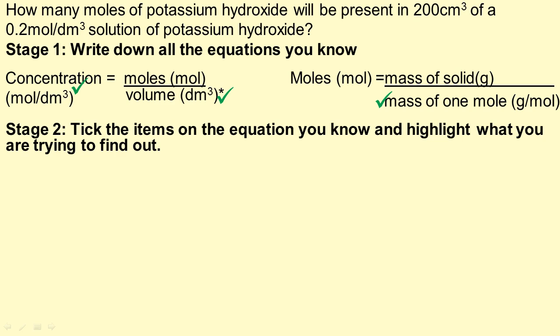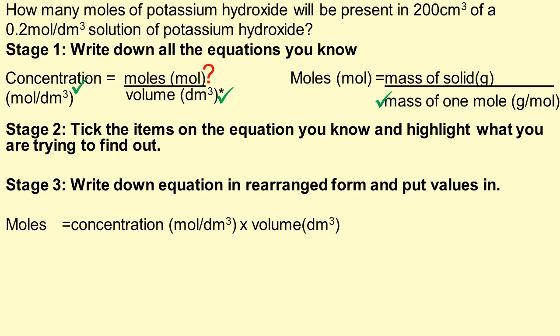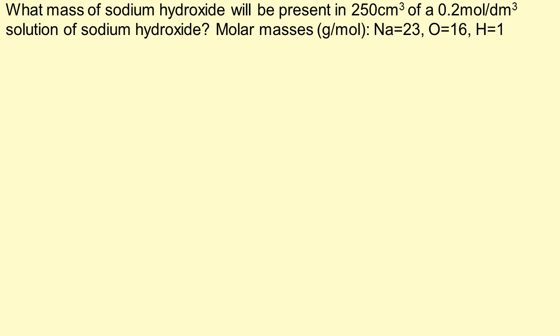So given that we've got a concentration and a volume, we could work out the number of moles and thus solve the question. We can rearrange the equation, concentration is equal to moles over volume, to say moles is equal to concentration multiplied by volume. So 0.2 multiplied by volume in centimeters cubed divided by 1000 to convert it to decimeters cubed, and we find we have 0.04 moles.